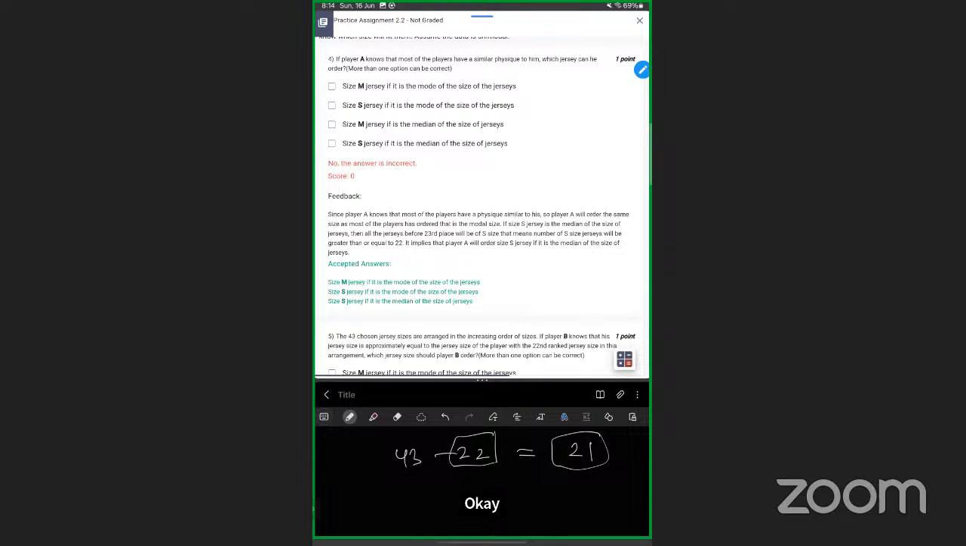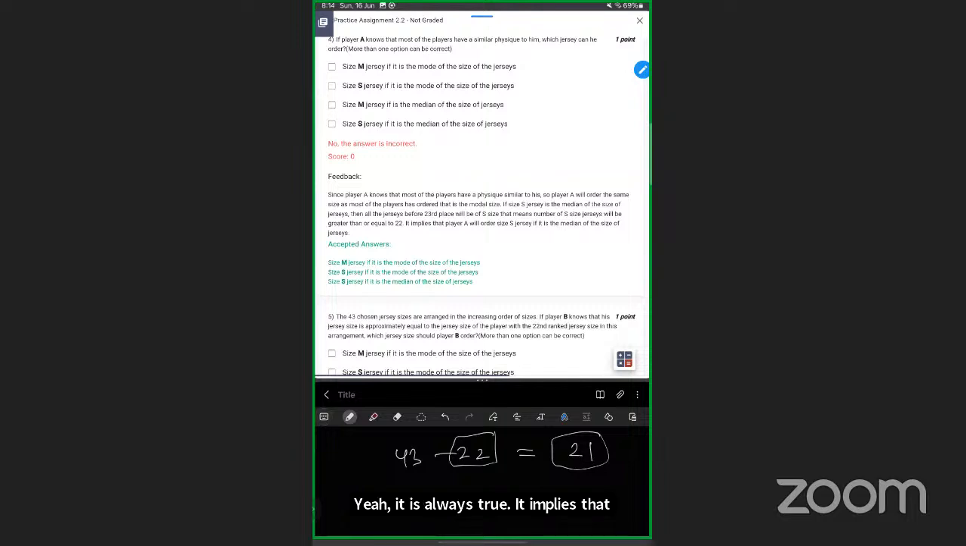What they are saying for S is if size S jersey is the median of size of jerseys, then all the jerseys before 23rd place will be of S size. That is true. That means the number of S size jerseys will be greater than or equal to 22. Yeah, it is always true. It implies that player A will order S jersey if it is the median of the size of jerseys.